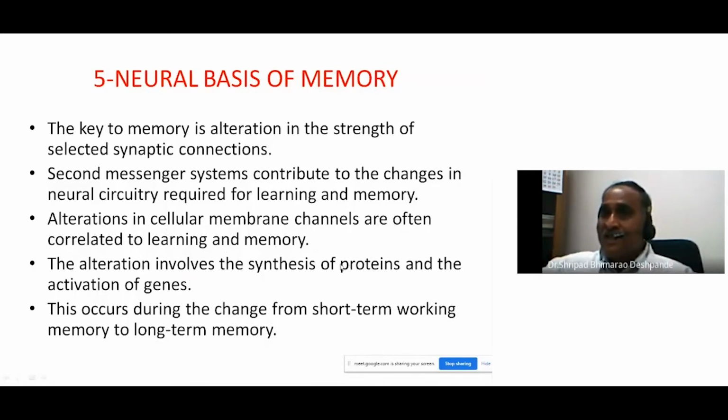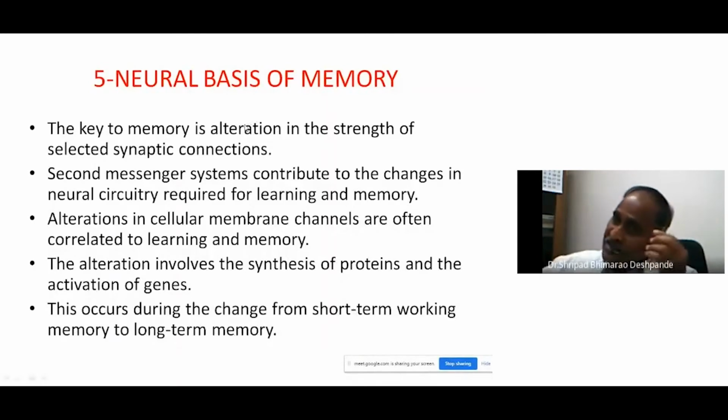Memory and learning involve the synthesis of new proteins, for neurotransmission, for ion channel expression, or receptor expression, for neurogenesis, and so on. So that means for the synthesis of new proteins, there is genetic expression and activation of genes. This occurs during the change from short-term or working memory to long-term memory. So this whole thing happens when memory is being consolidated from short-term memory to long-term memory.